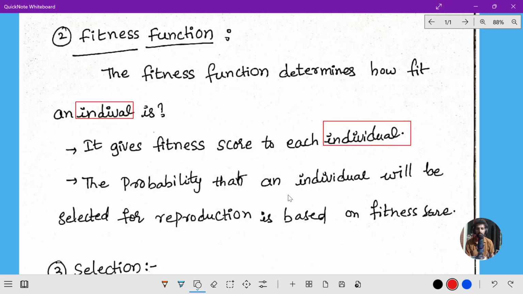The probability that an individual will be selected for reproduction is based on the fitness score. So depending on the fitness score, we are going to assign some values. This is called the fitness score. So this is about the fitness function.